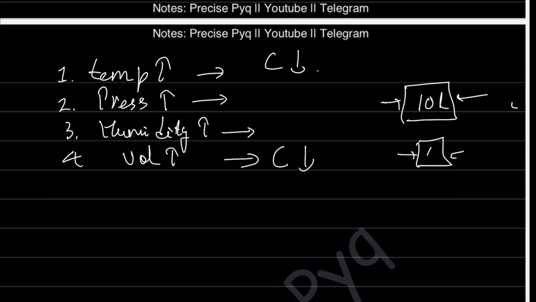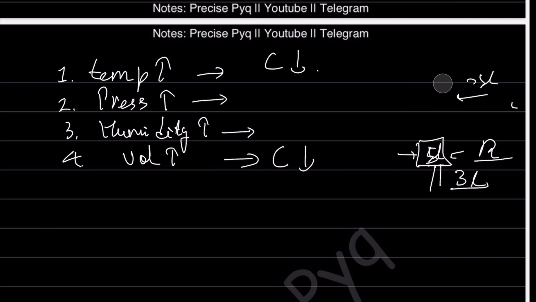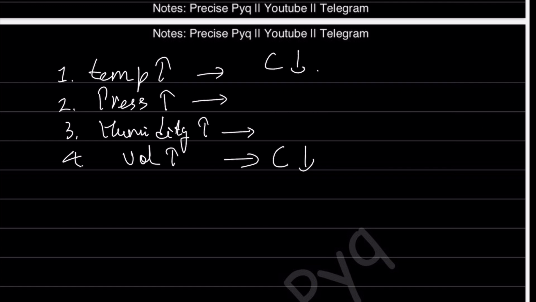Pressure, if pressure increases, this is the air parcel, 10 liters, pressure increasing, its size will reduce to 5 liters. Hence if we add 3 more liters, it will be at 8, no rainfall. Hence condensation increased as pressure increased. Pressure increased, condensation increased because volume decreased.